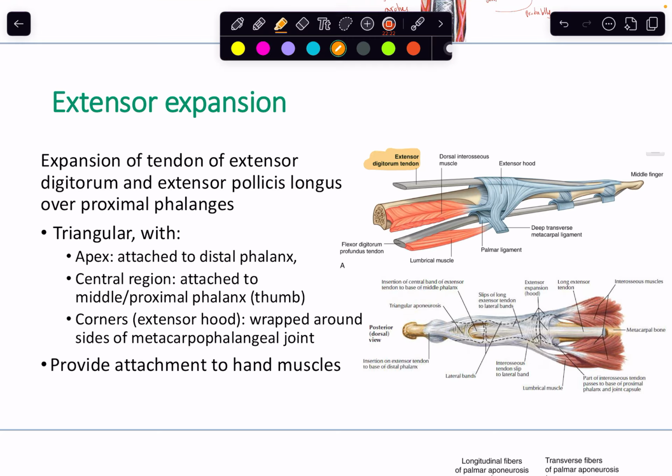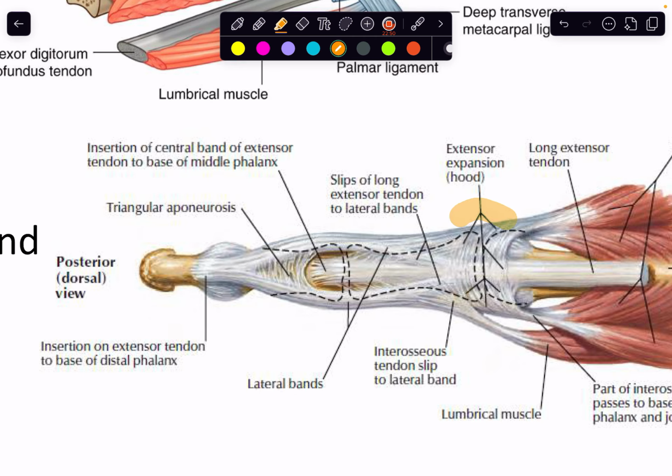Okay, now this is the extensor digitorum coming here, and you see this is the distal phalanx, this is the middle phalanx with the dots, and this is the proximal phalanx, and here is the metacarpal, right? Okay, this tendon coming here, which joint is this? Metacarpophalangeal joint, right? When this tendon comes here, it divides into 3.